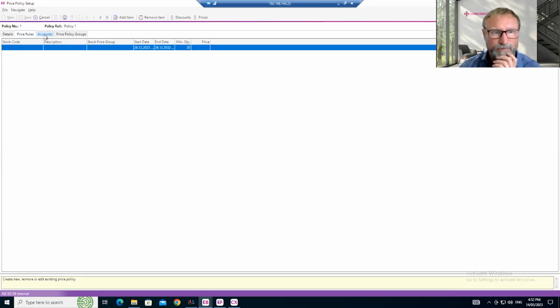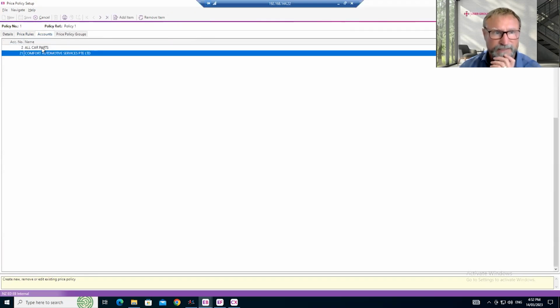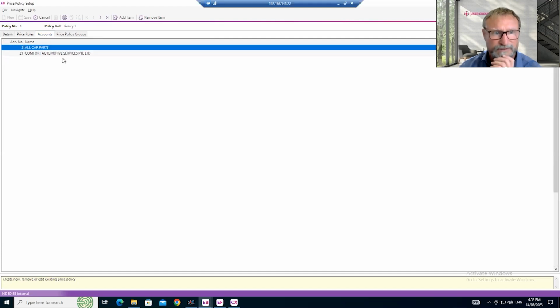Okay, so what we've got here is a couple of account groups. You can either align a debtor account to a price policy by listing out every single account that you want to be under that price policy, or you can use price policy groups. And inside the debtor account, you can assign a price policy group to that debtor. It's usually more efficient to work off price policy groups and allocate things that way.